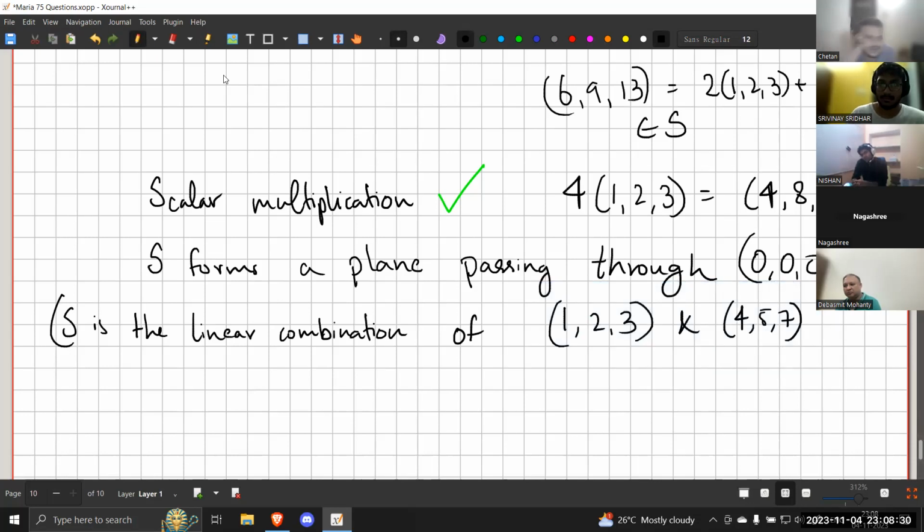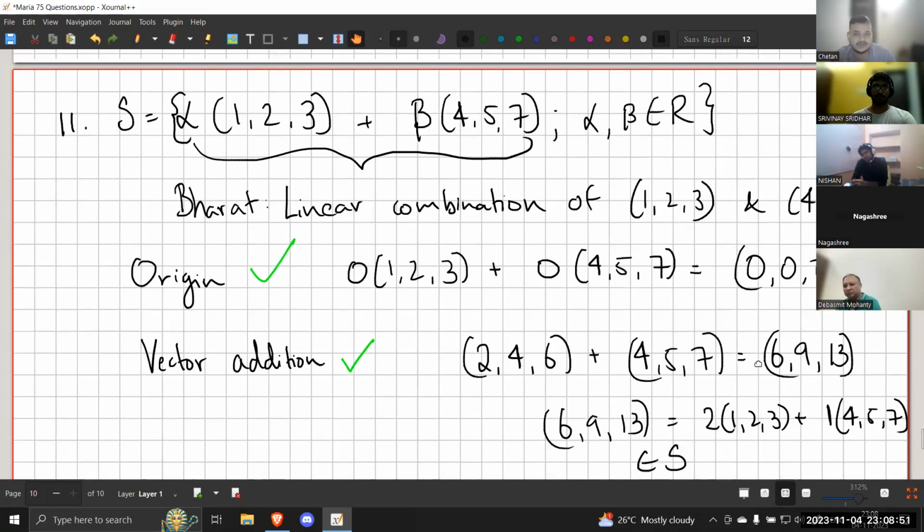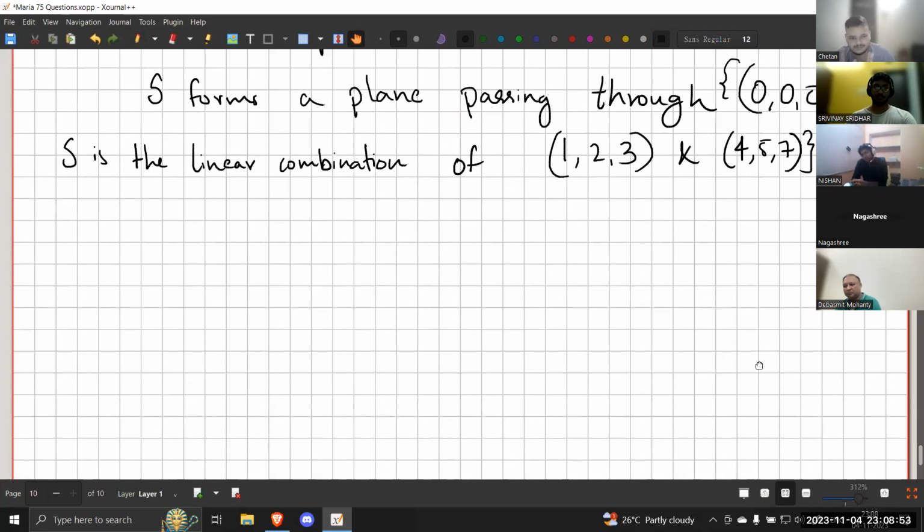We saw that we had two vectors in R3. We were taking the linear combination of them. We saw that this was giving us a plane, and we observed that the plane was satisfying all the three conditions that a subspace must satisfy. So we can call this a subspace now safely. So we conclude that this set S is a subspace.